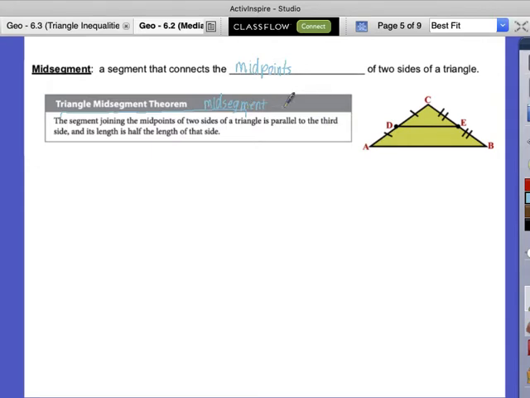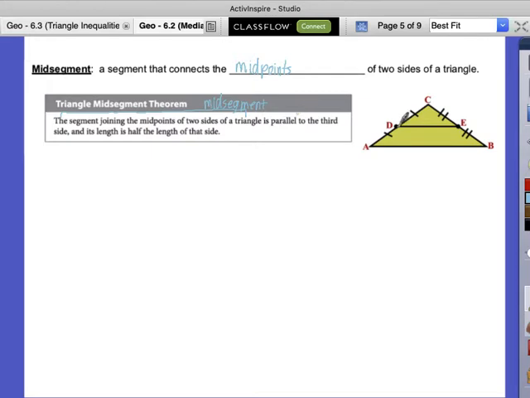Okay, so Wyatt, go and finish reading. The mid-segment is parallel to the third side and it is half the length of that side. Very good. So we're saying the mid-segment is parallel to the third side and it's going to be half its length.